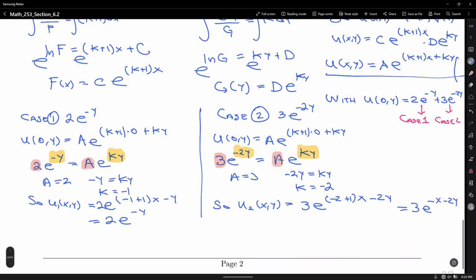All right. Now we can actually put these two together. So finally, u of x, y equals the combination of these two: 2e to the negative y plus 3e to the negative x minus 2y.